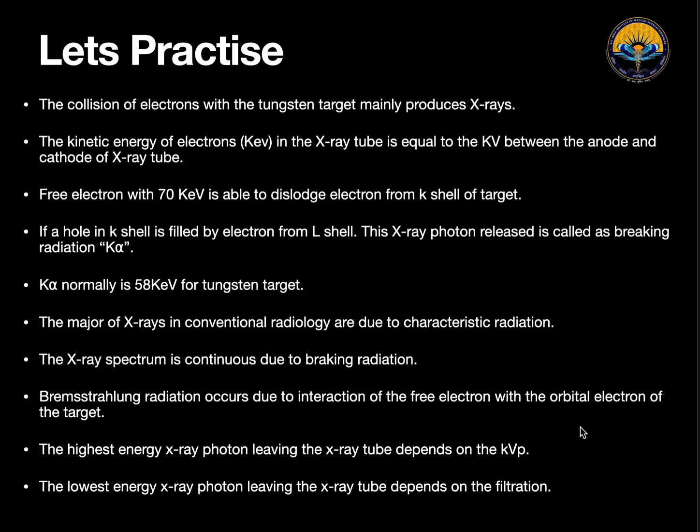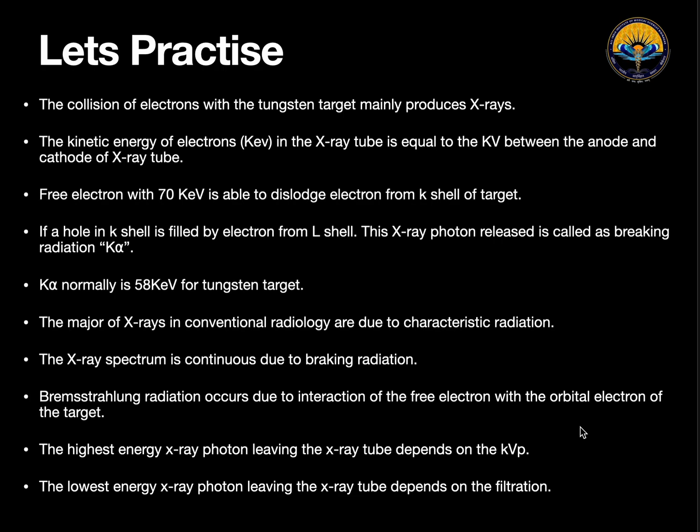If a hole in the K shell is filled by an electron from the L shell, this X-ray photon release is called bremsstrahlung radiation, that is K alpha. If a hole in the K shell is filled by an electron from the L shell, so L to K, this will be K alpha, that is true. But this is not bremsstrahlung radiation, this will be characteristic radiation.